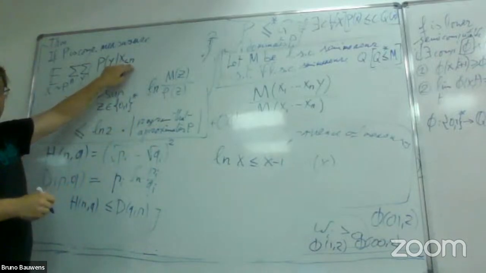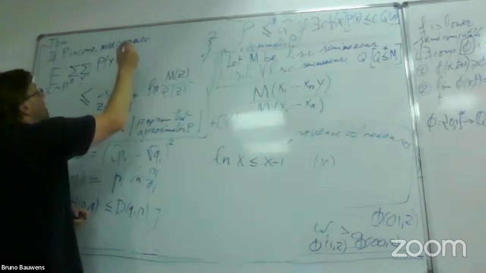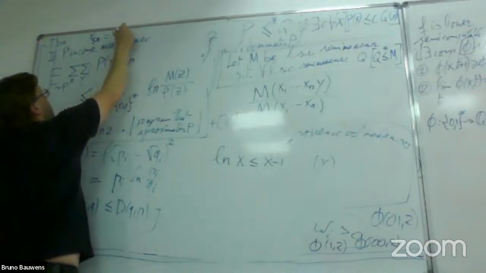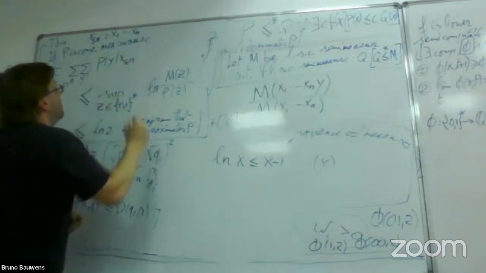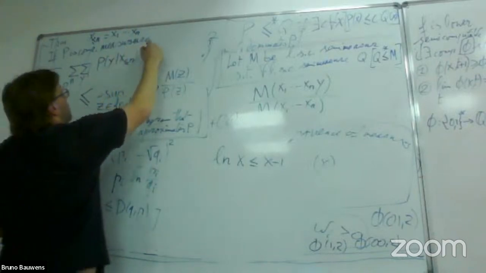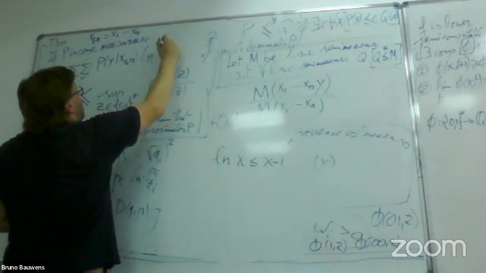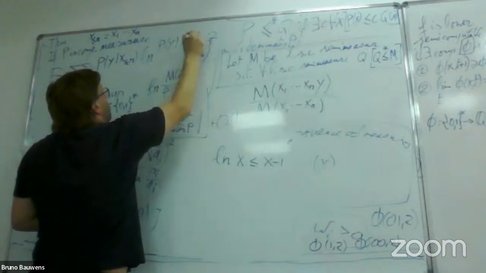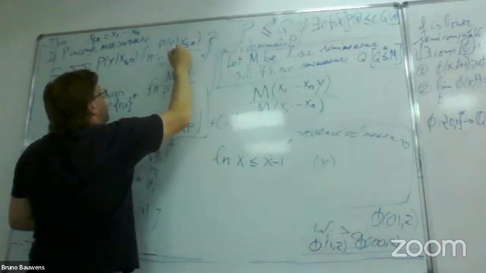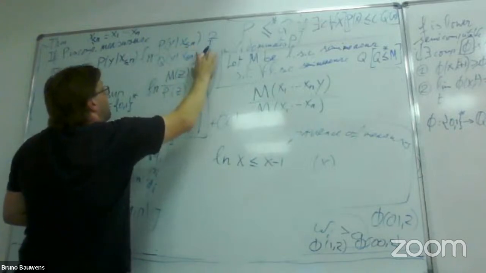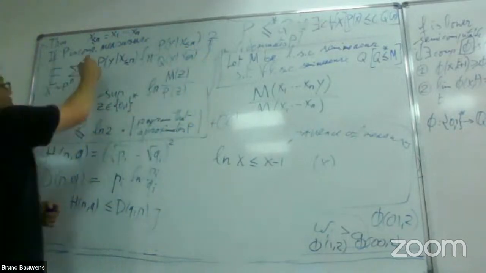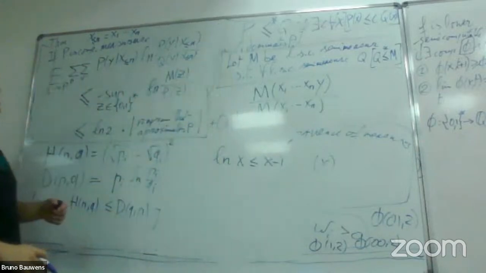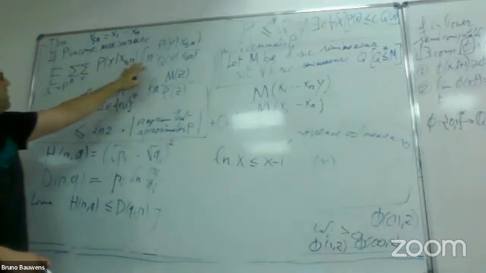So let us say x bounded by n is equal to x1 till xn. And so we have here ln of P(y | x bounded by n) divided by Q(y | x bounded by n). No, and there is no square anymore. So we need to prove that this is small.